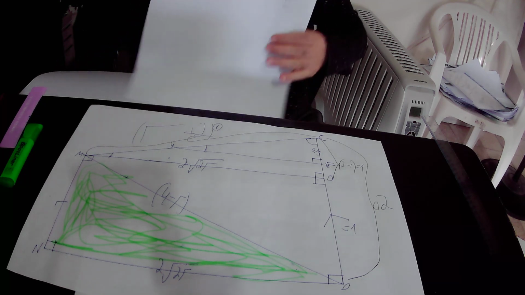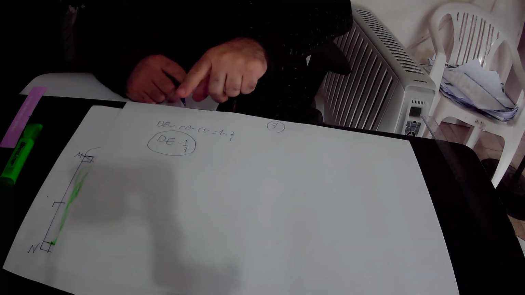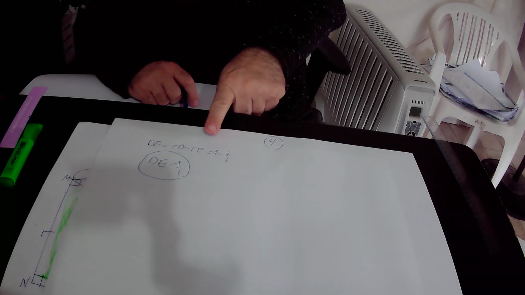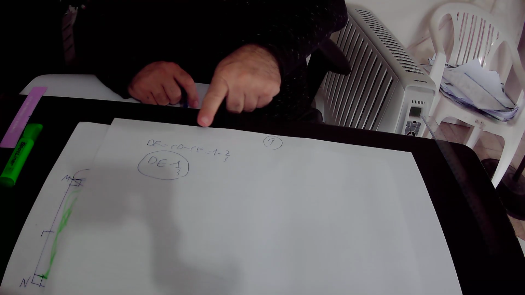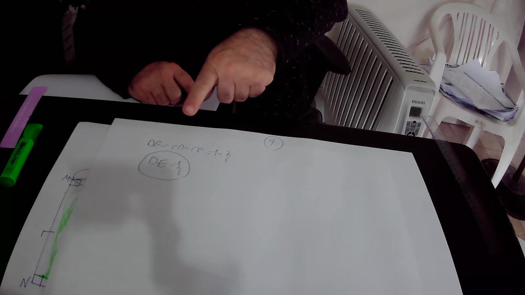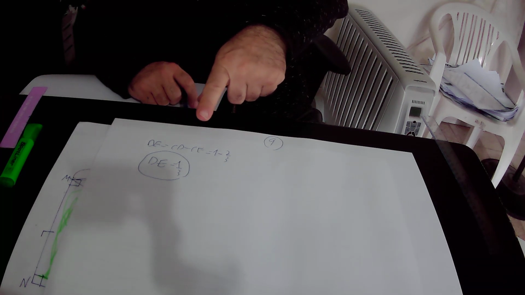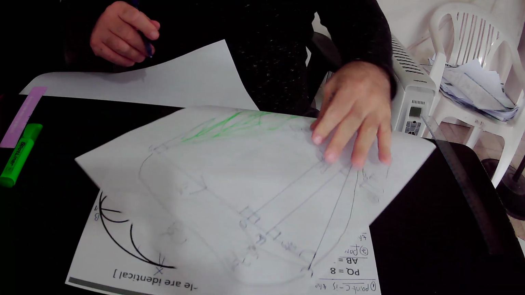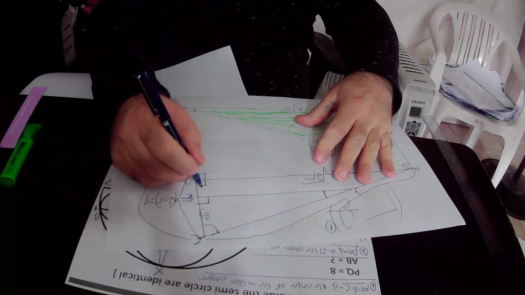I'll repeat again. DE equals CD minus CE, and CD equals 1, and CE equals 2/3. So in total, DE equals 1 minus 2/3. 1 minus 2/3 is 1/3. That is to say DE equals 1 over 3. So we can write here that DE equals 1/3.